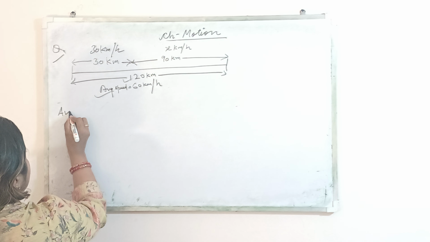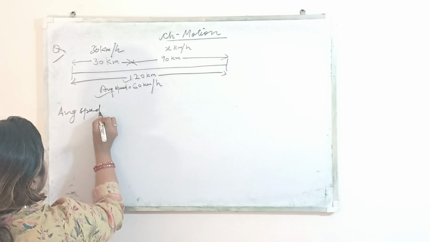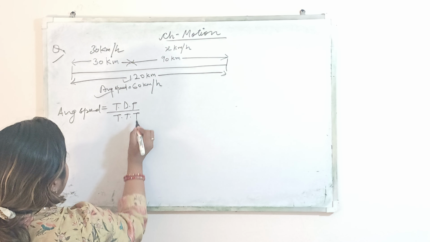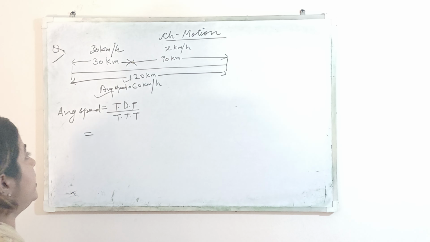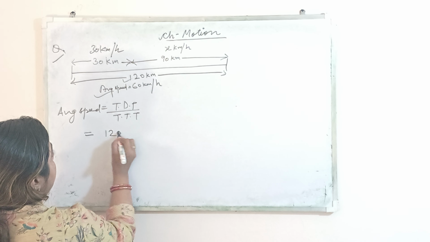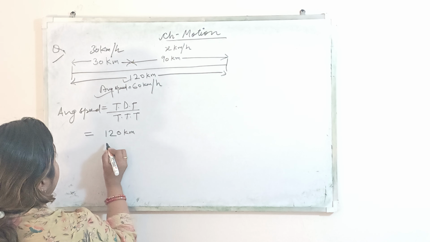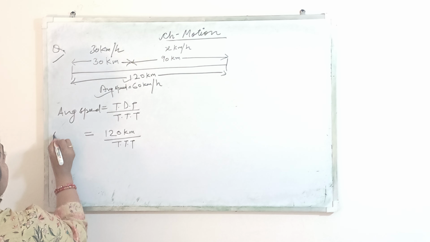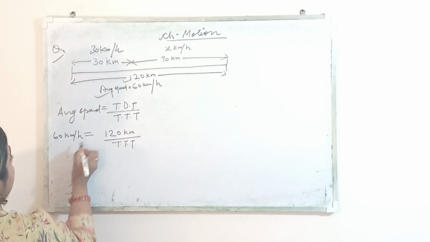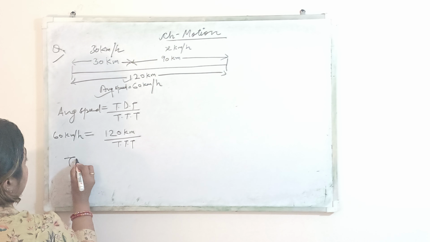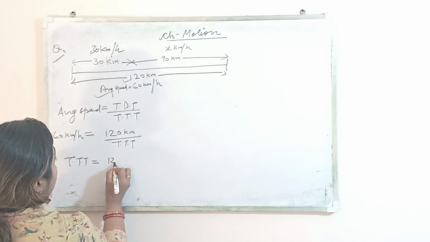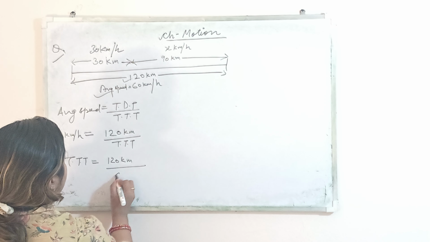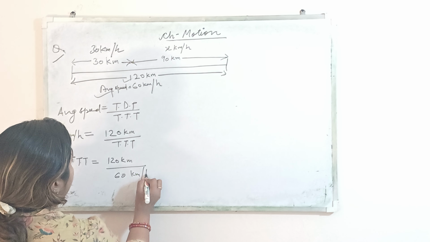So we know the formula for average speed. Average speed is equal to total distance traveled upon total time taken. So total distance traveled is how much? 120 kilometer. Total time we have to calculate. And average speed is given, 60 kilometer per hour. So total time taken is equal to 120 kilometer divided by 60 kilometer per hour.